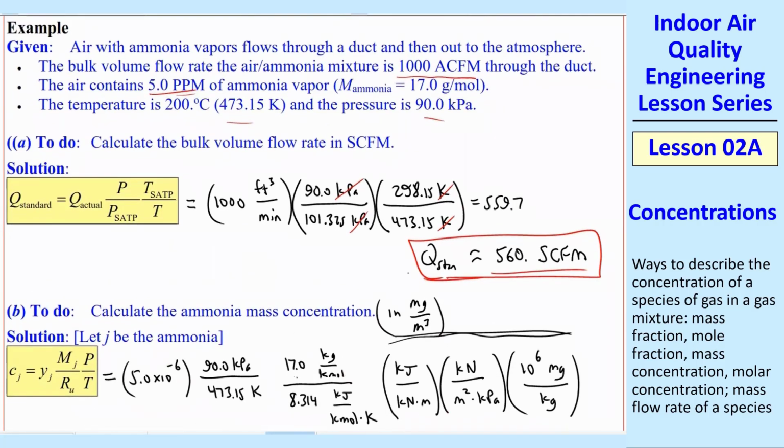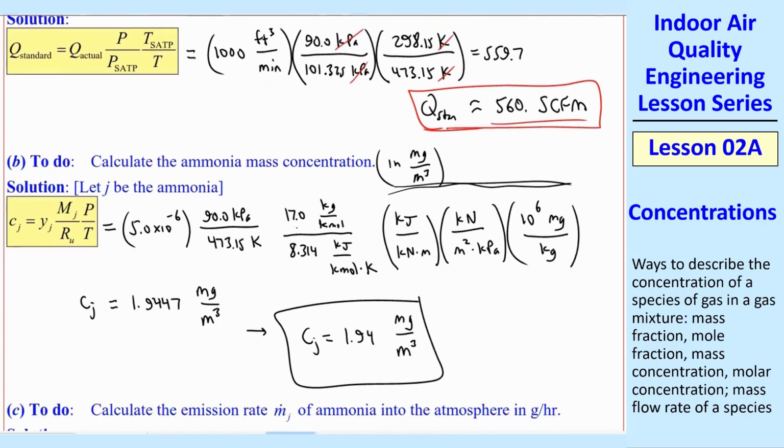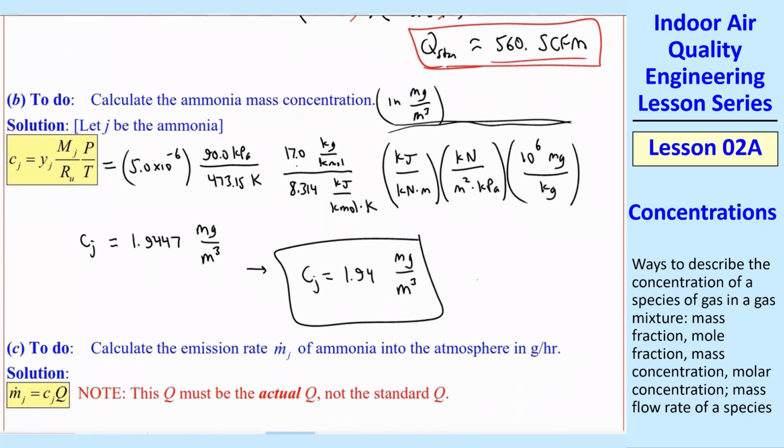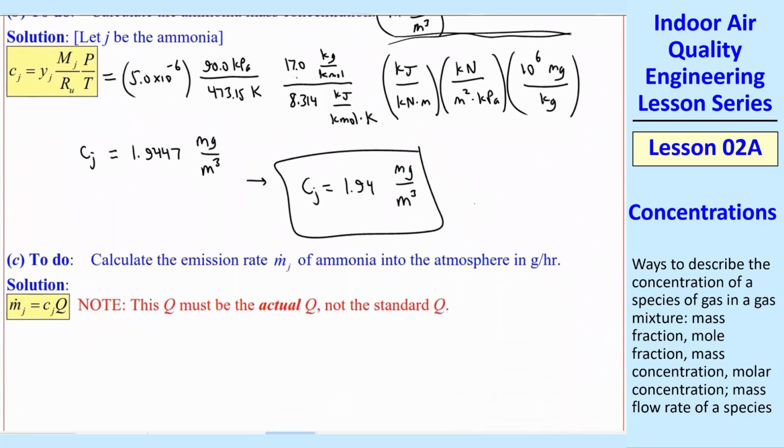Comment, we are only given 2 significant digits up here in the concentration, in the mole fraction. But in general, unless I tell you differently, always give your answers to 3 significant digits.